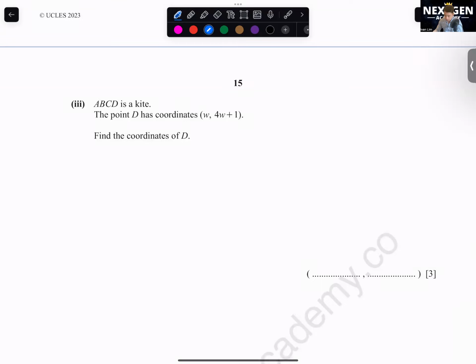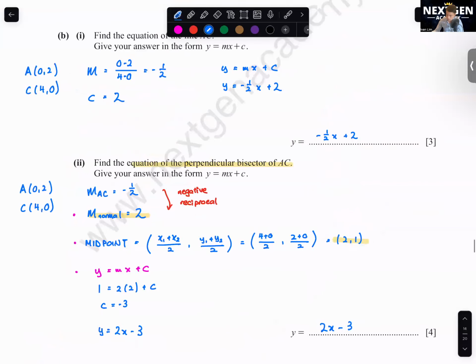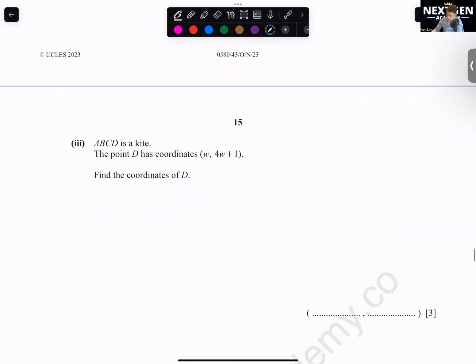ABCD is a kite. The point D has coordinate W, 4W plus 1. Find the coordinates of D. Okay, I want you all to roughly sketch it out first. A, B, C, D. Okay? So, what's A, B, C, D? Okay. We got the points, right? You don't have to draw so accurately. This one is not about drawing. I explain to you all the concept.